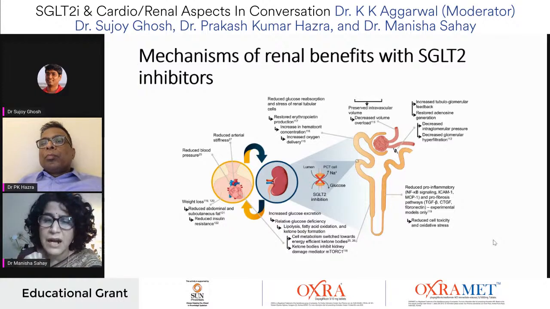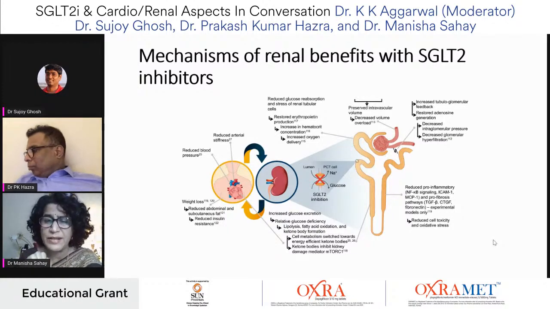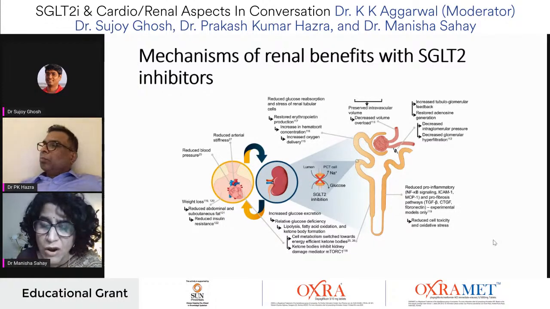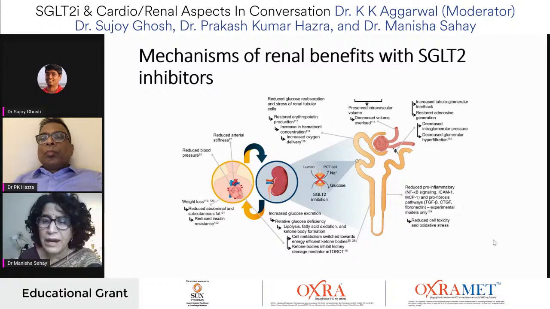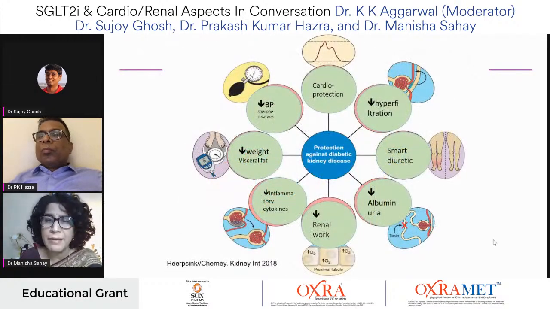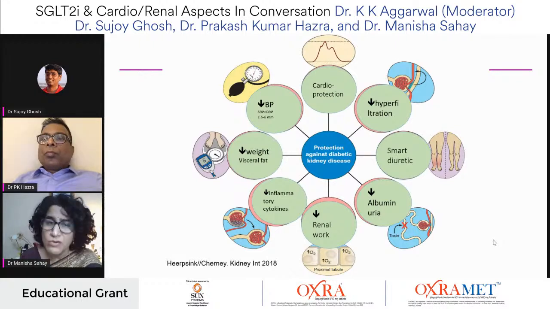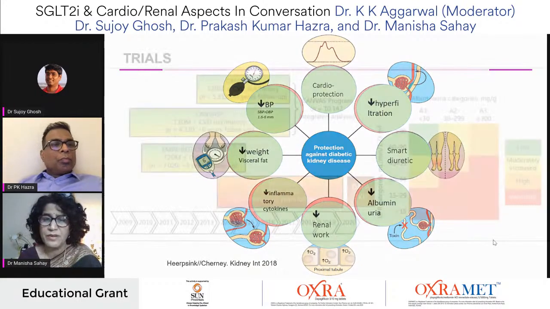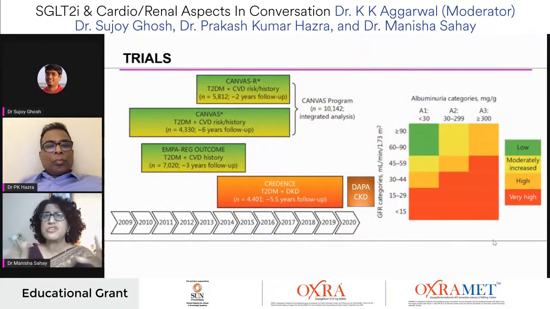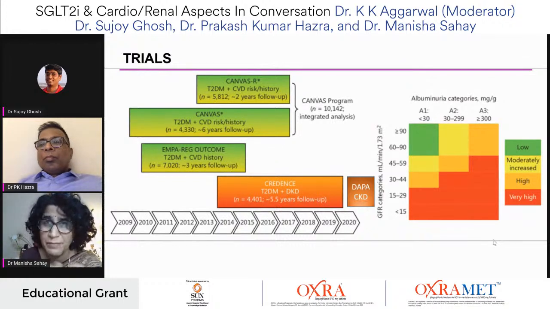But this complicated cartoon shows that they have other actions as well. They act on the renal tubule. They are antioxidants. They decrease inflammation. They are antifibrotic. They are very good drugs. They bring down the renal work. So because of all these mechanisms, we call them cardioprotective. They reduce the blood pressure, they reduce the weight, they reduce inflammation, reduce renal work, reduce albuminuria, and they are really smart diuretics.